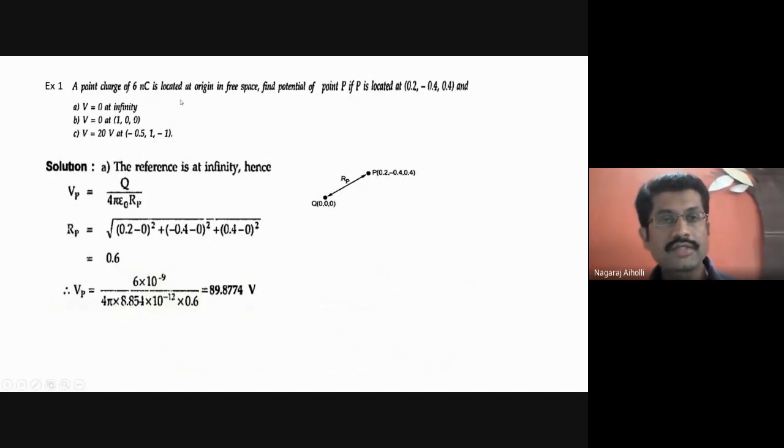A point charge of 6 nanocoulomb is located at origin in free space. Find potential of point P if P is located at 0.2, minus 0.4, 0.4 and V is equal to 0 at infinity. Second condition, V is equal to 0 at 1, 0, 0. Third condition, V is equal to 20 volts at minus 0.5, 1, minus 1. Note down the question and the figure. Then we'll solve it step by step.